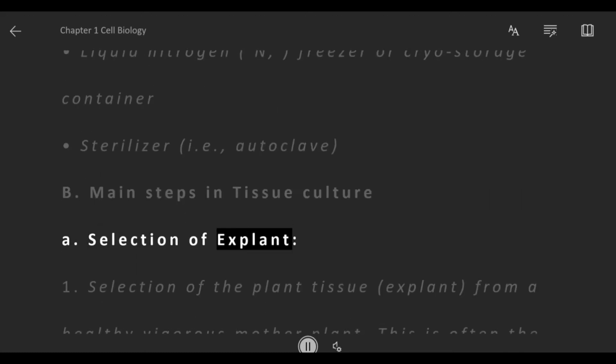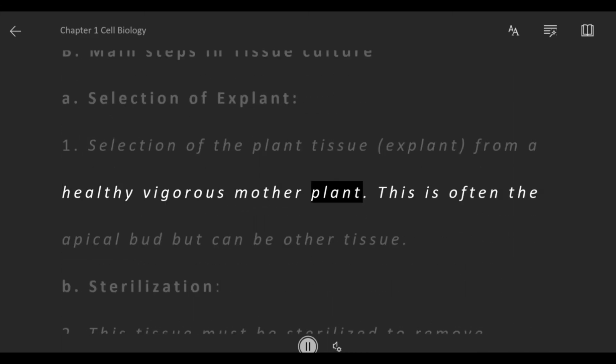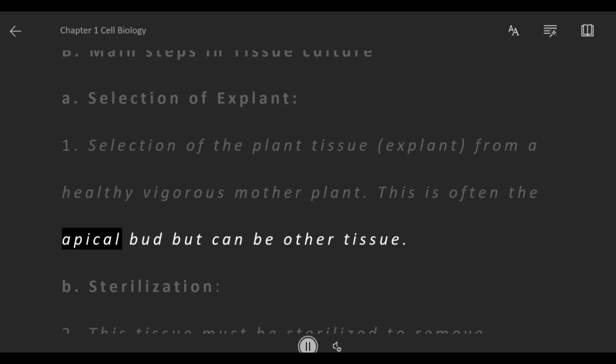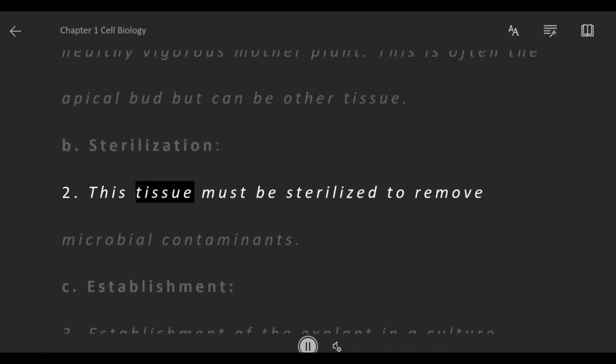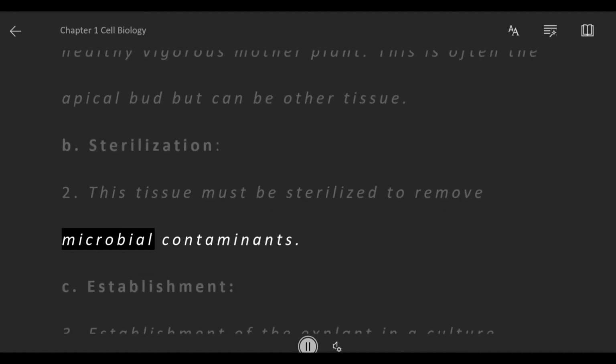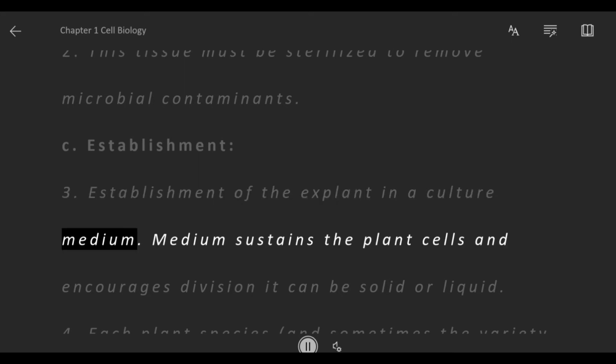B. Main steps in tissue culture. A. Selection of explant. 1. Selection of the plant tissue, explant, from a healthy vigorous mother plant. This is often the apical bud, but can be other tissue. B. Sterilization. 2. This tissue must be sterilized to remove microbial contaminants. C. Establishment. 3. Establishment of the explant in a culture medium.